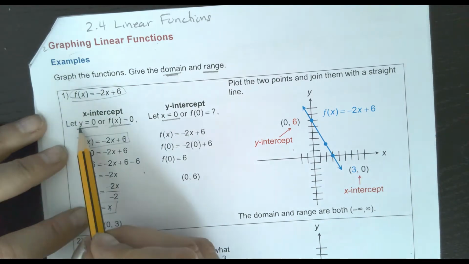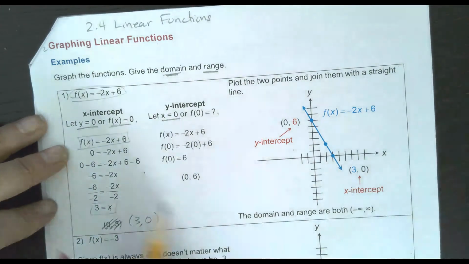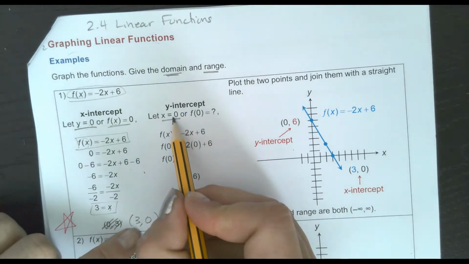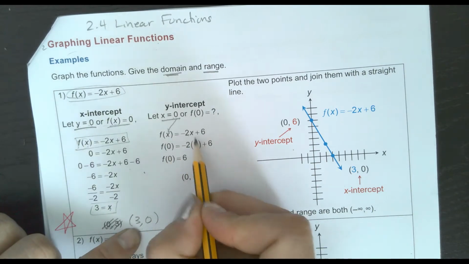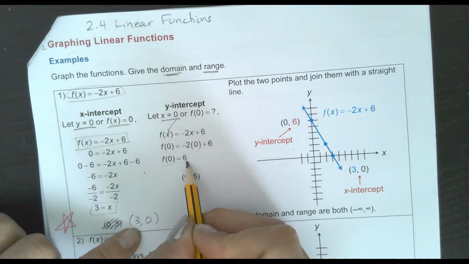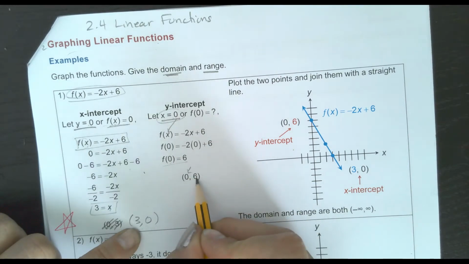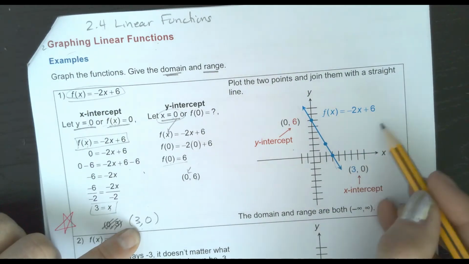So I say if y is 0, I wrote this backwards here. If y is 0, then x is 3. Let me put a star so I can fix that. Okay. Now, if x is 0, so I put a 0 into the function. Wherever there's an x, I'm going to put a 0. And my function is equal to 6. So if x is 0, y is 6. So then I can plot these 2 points, join them up, and I've graphed my line.